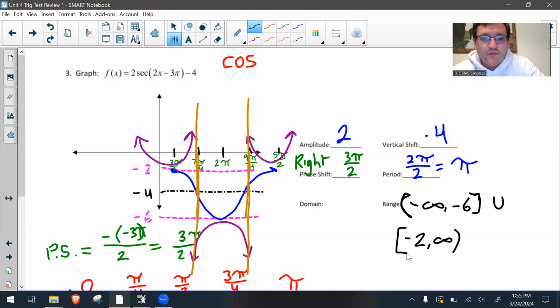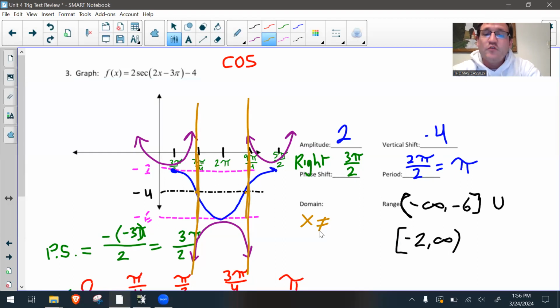All right, the next one, we have to be careful on this one because we have to exclude all of those asymptotes. All right, so we have an asymptote at 7 pi over 4, and 9 pi over 4, and so on and so forth. So what I'm going to do is say x cannot be equal to, let's see, we have 7 pi over 4, we have 9 pi over 4. So how can we come up with an expression for those?